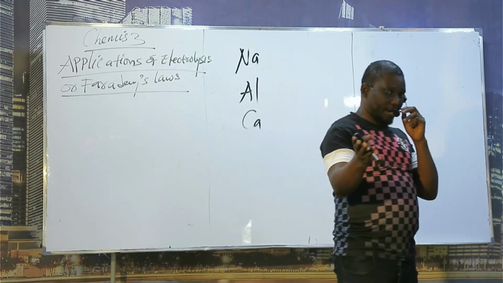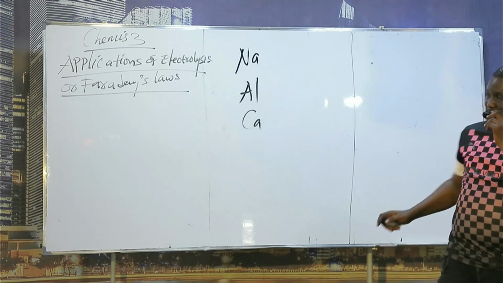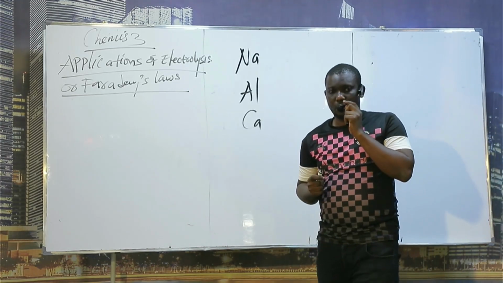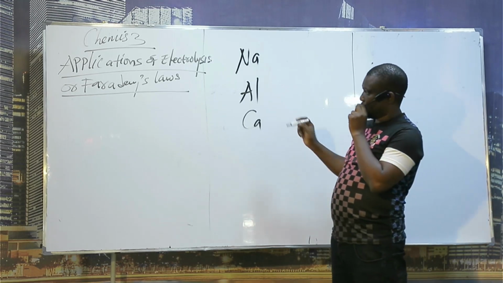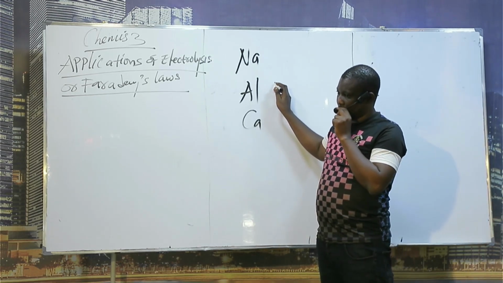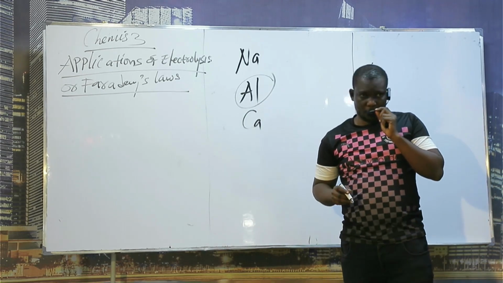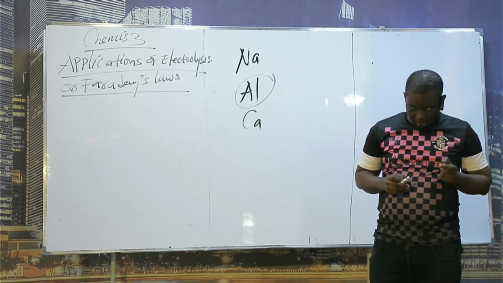Now you're not writing it too. Now that they have formed these cations, I want to use a typical example, aluminium. I want to use this example.